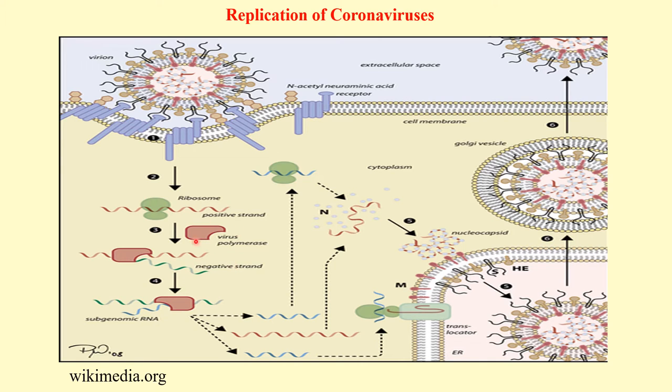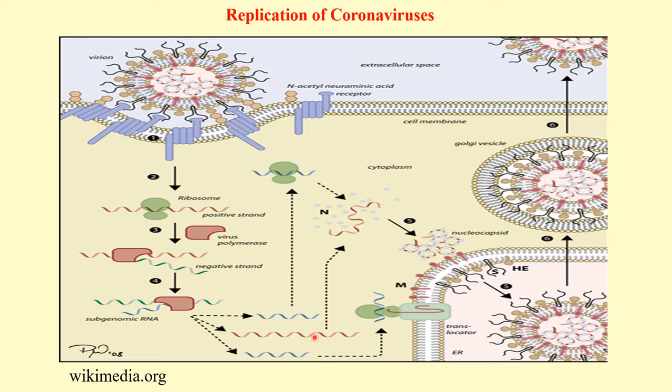So then RNA dependent RNA polymerase will change positive strand RNA into negative strand, from red to green color. Then what will happen after that? Then the negative strand, which you see here in green color, will convert into positive strand, as you see here. Now, this positive strand, because positive strand acts as a messenger RNA, will be translated into different viral proteins.